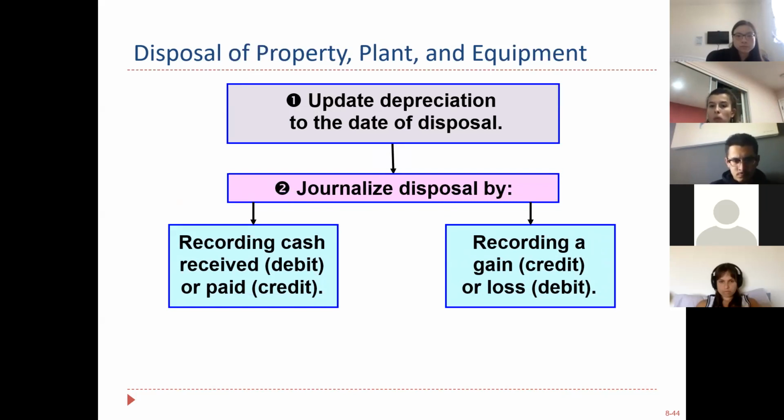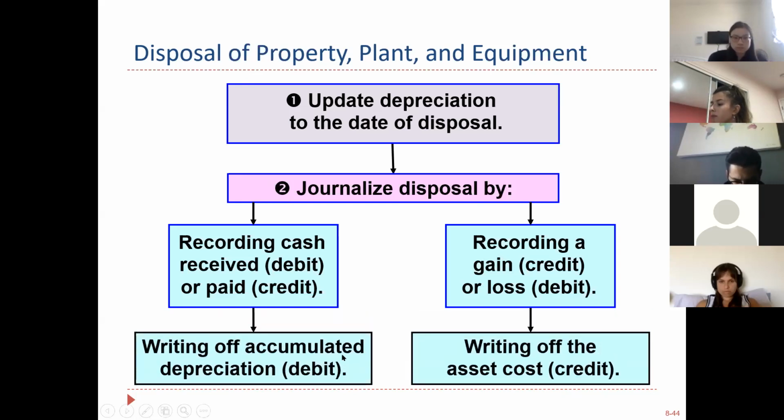Getting rid of a piece of equipment. We had a piece of equipment worth so much money. Somebody gave us cash for it. And maybe we actually got a gain or a loss. Regardless of whether it's a gain or a loss, your journal entry is always going to be the same. Always the same. You have to remove the asset from the general ledger, right?